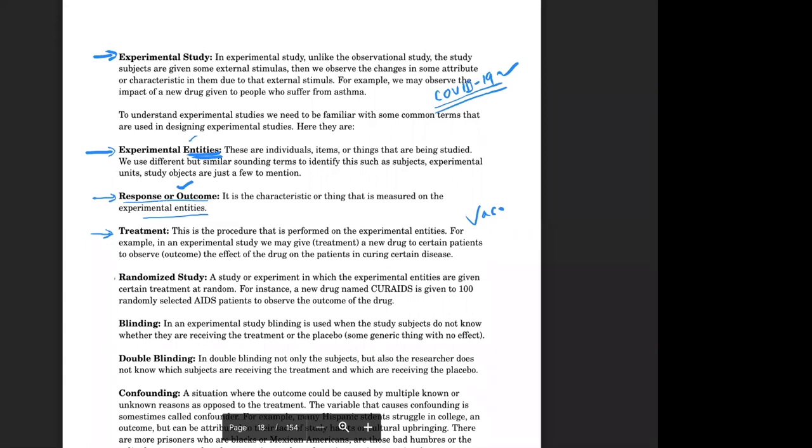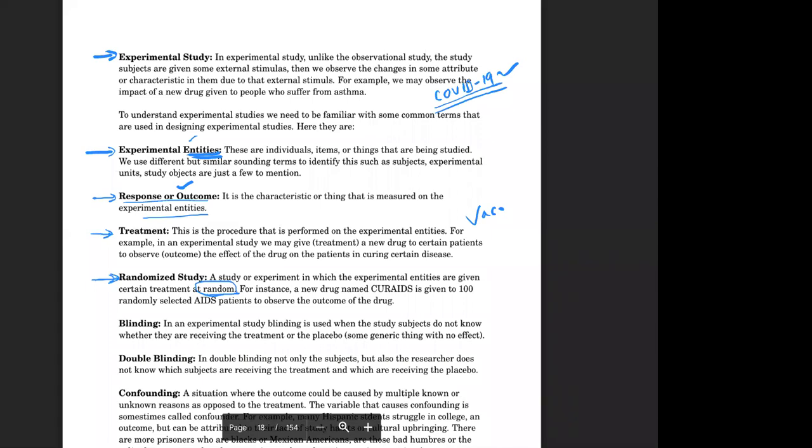Randomized study. Again, it's basically saying that you are randomly studying. So you'll hear randomized study: a study or experiment in which experimental entities are given certain treatment at random without any bias. So when you are giving the COVID-19 vaccine that some corporation, Pfizer or AstraZeneca or Oxford, came up with, they give it randomly to people. They don't select very specific types of people.